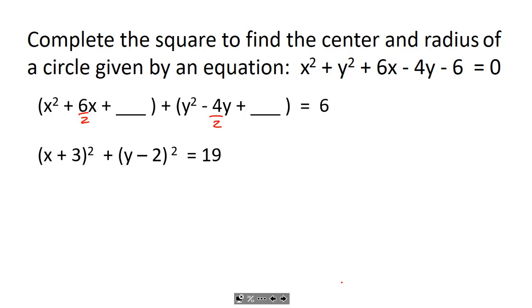Now, also what we're going to do is we're going to square this 3, put it back up here. And remember, if we add to the left, we got to add to the right. Going to square this negative 2, that's a 4. Again, going to add that up here. So this is how I got 19 right here.